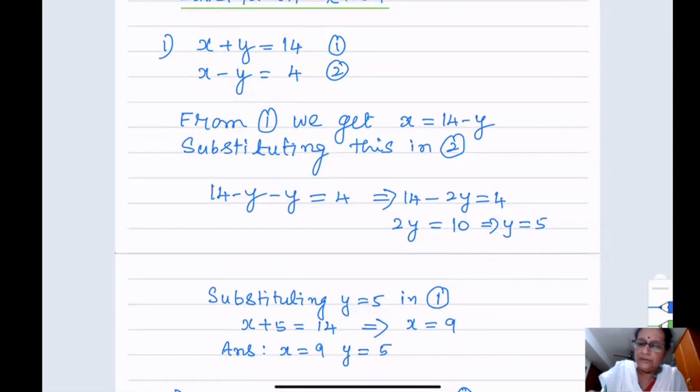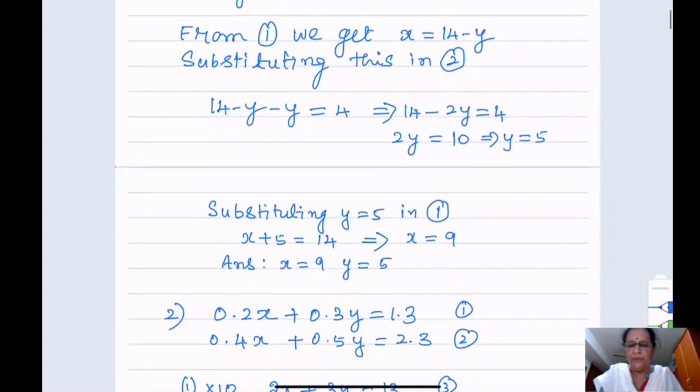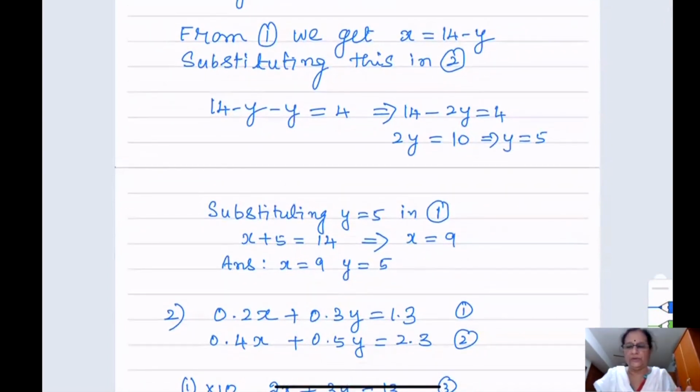So substitute the value of y is equal to 5 in any one of the equations. You can substitute in equation 1 or equation 2. So I have substituted in equation 1, x plus y is equal to 14, x equal to 9. Then you have to write down the answer as, this is very important. You have to highlight the answer. Though you would have got the values, x is equal to 9, y is equal to 5, this is how you should conclude.